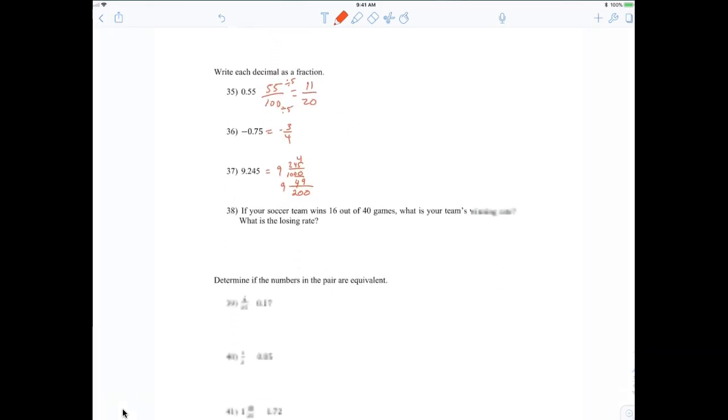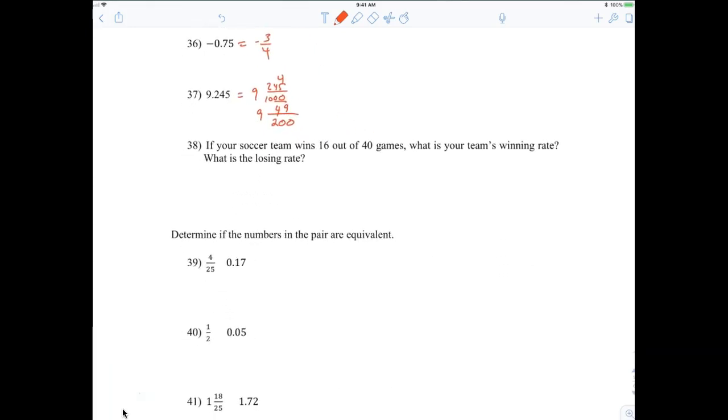If your soccer team's won 16 out of 40 games, what's your team's winning rate? So you won how many? 16 out of what? And if I reduce that, that becomes what? Now we have to find the losing rate. What's 4 out of 10 the same as? 2 over 5. Yes. So if they win 2 out of 5, then they lose 3 out of 5.